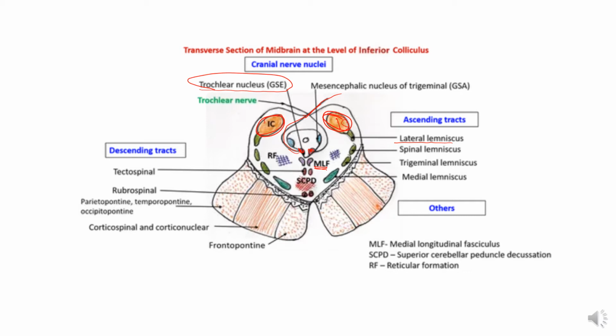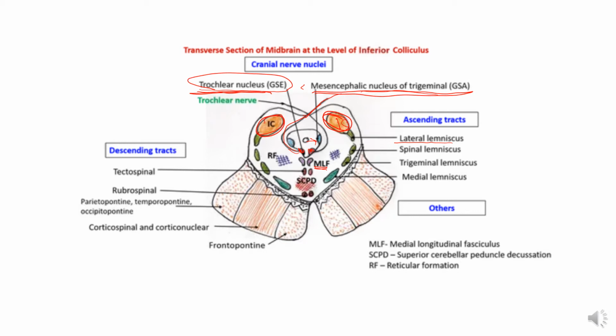The mesencephalic nucleus of the trigeminal nerve is lateral to the cerebral aqueduct. So this is the mesencephalic nucleus of the trigeminal nerve, lateral to the cerebral aqueduct. These were the nuclei of the trochlear nerve, and this is the mesencephalic nucleus of the trigeminal nerve, located lateral to the cerebral aqueduct.